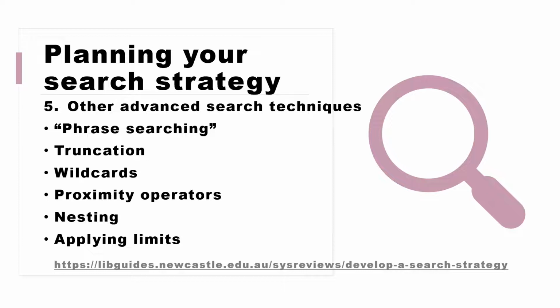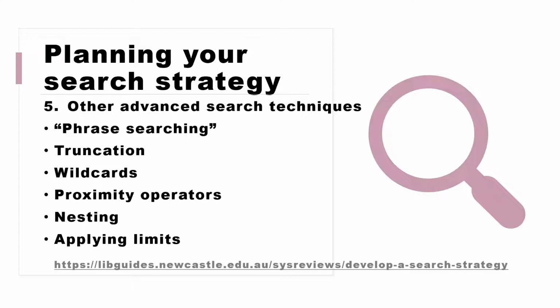So the first one I've got on there is phrase searching, and I've put the little quotation marks around it. So this is necessary in a lot of databases if you're searching for an exact phrase. So if you want those words in that order next to each other, you actually have to use usually inverted commas, but in Scopus it's curly brackets, but most it's the inverted commas to get an exact phrase.